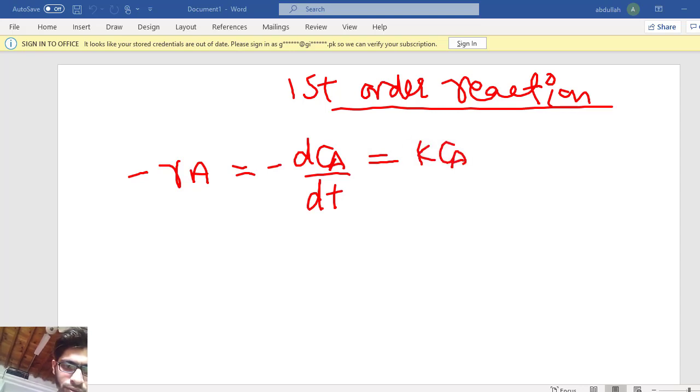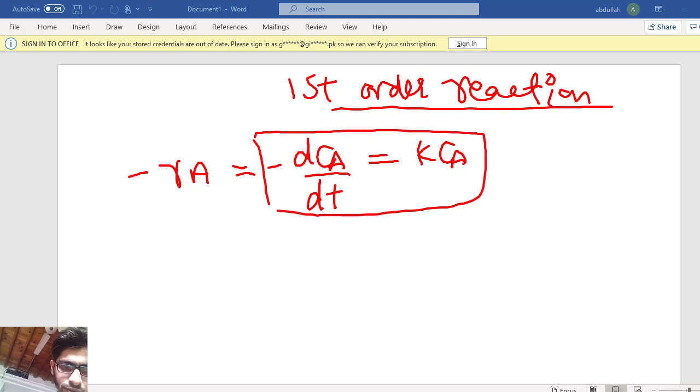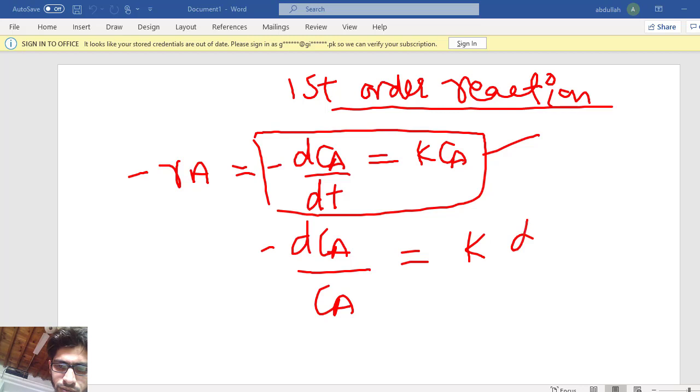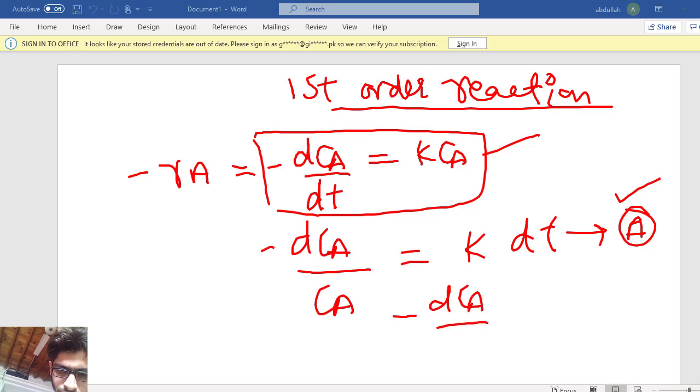Now we will use these two equations. For the integrated rate law we will rearrange this equation, so minus dCA divided by CA is equal to k dt. Suppose this is equation A. Now we integrate equation A on both sides.